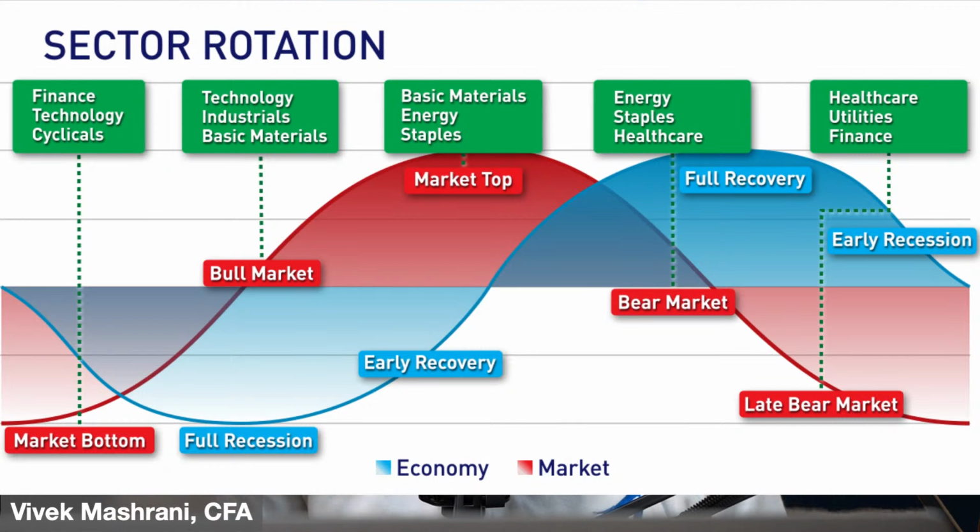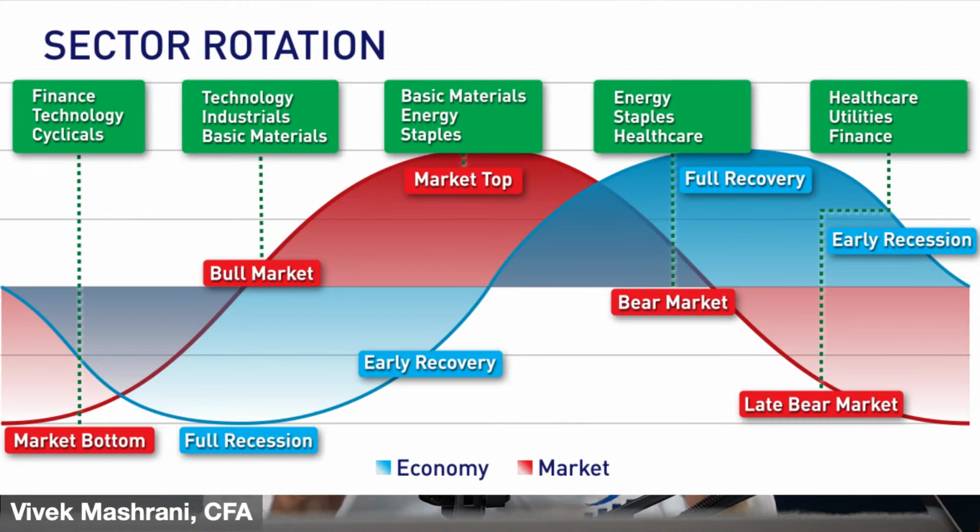And the blue line which you see is your business or economy cycle. If you see the bottom, there is a full recession, then an early recovery, and then a full recovery. When a full recession is going on, the bull market actually gets started. You need to understand that the stock market is a leading indicator. It starts much before the economy shows the signs.